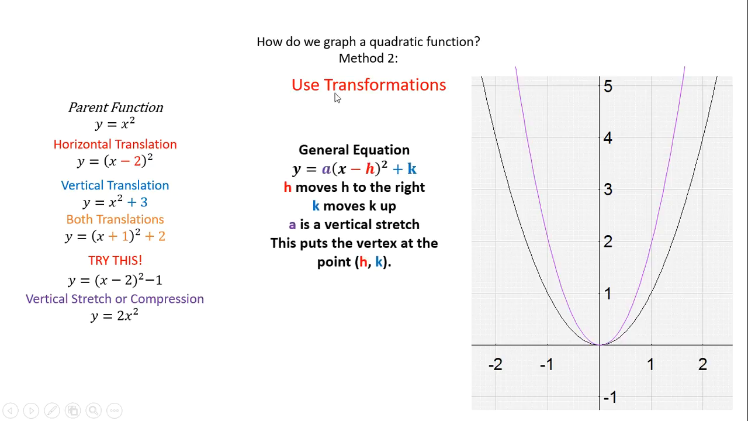And this leads us into our general equation for quadratics with transformations. That's y equals a times (x minus h) squared plus k. h moves it h units to the right, k moves it k units up, a is a vertical stretch, and this puts the vertex at the point h comma k. And again, keep in mind this negative here is part of the equation. Everything we do to the x is backwards from what it seems like it should be.